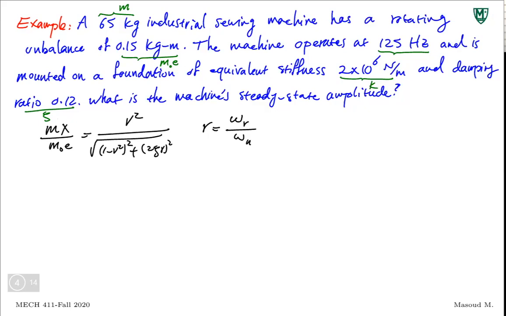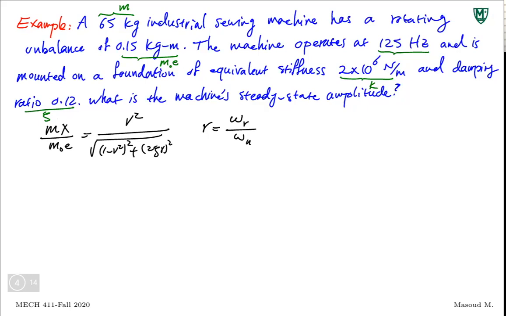So when we say the machine operates at this frequency, we have natural frequency, and this is the frequency of operation. Think about that unbalanced mass rotating. This is the rotational velocity of that unbalanced mass. Rotational velocity is the same as frequency, they have the same unit. Omega is radian per second when we talk about natural frequency. Remember at the beginning of the semester when we were talking about that pendulum? So this rotating, unbalanced mass is rotating with this frequency, 125 hertz.